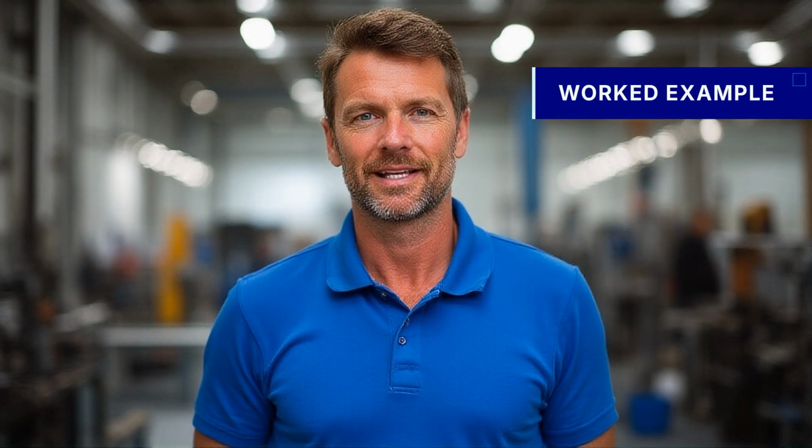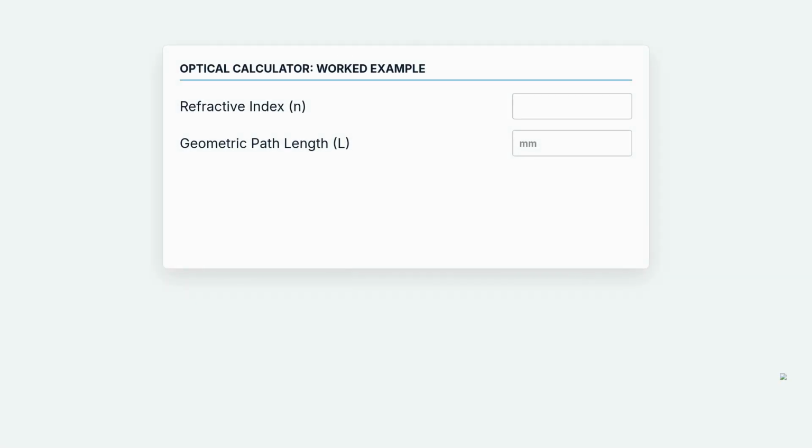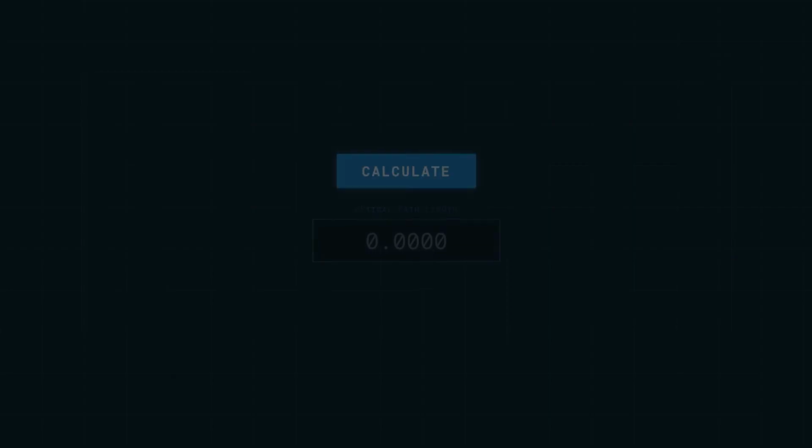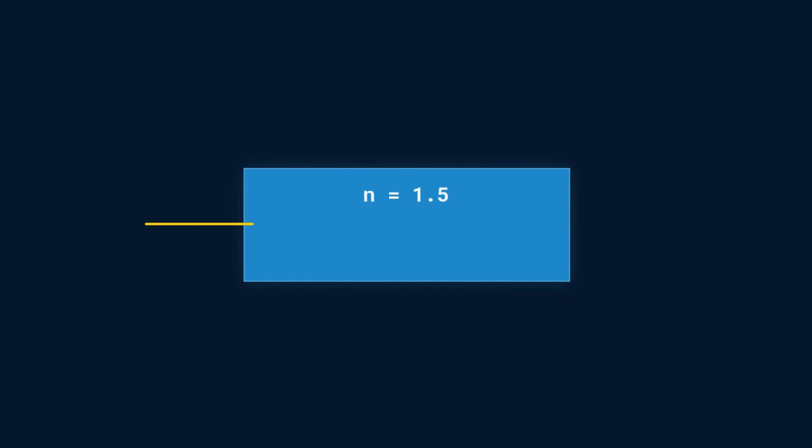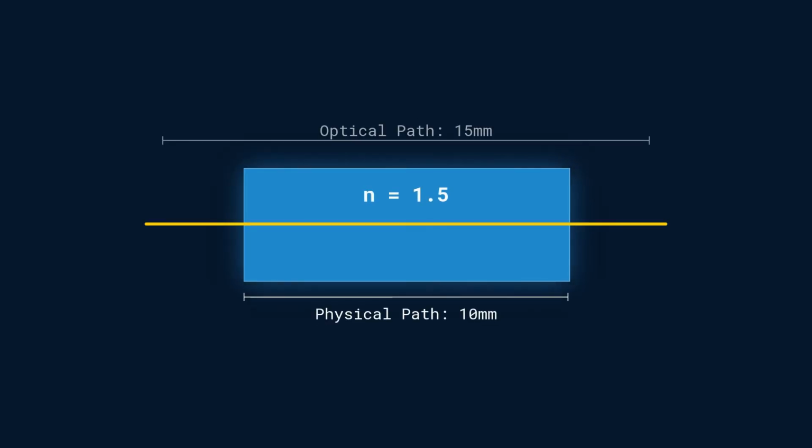Now let's look at a specific worked example to see the calculator in action. With a refractive index of 1.5 and a geometric path length of 10 millimeters, the calculator gives us an optical path length of 15,000 millimeters. This means light behaves as if it traveled 15 millimeters instead of the actual 10.